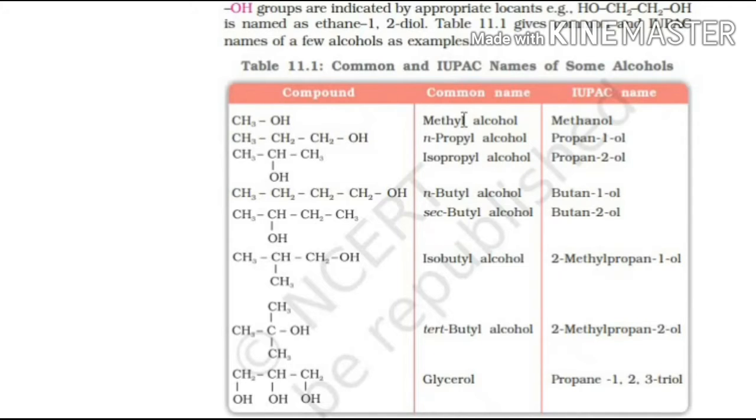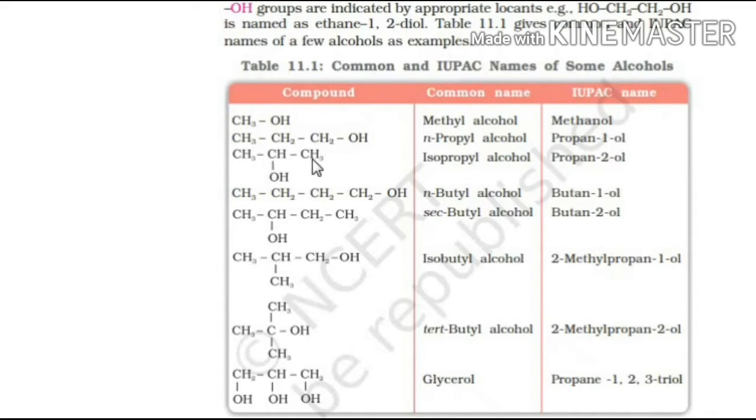And the general common name is alkyl alcohol. So if there is one carbon atom, this is known as methyl, and this will become methyl alcohol. Now in this example, there are 3 carbon atoms, and for 3 carbon atoms in alkane we write propane. So this is known as propanol, and the OH group is at the first carbon atom. This is the first carbon atom, this is the second, this is the third. So at the first carbon atom the OH group is here, so this is known as propane-1-ol.